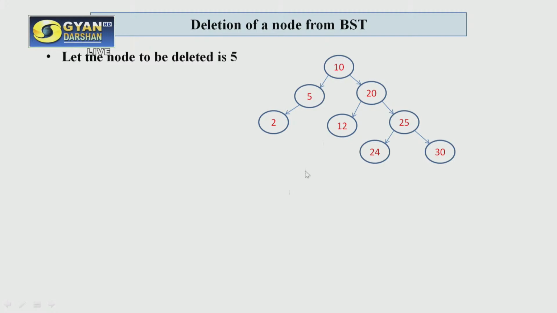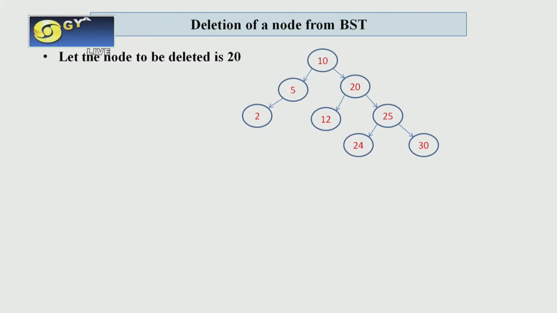But if we want to delete, say, 5, 5 is here in the left subtree of the root. But 5 has one left node, that is 2. So 2 will replace this 5. But if it did not have the left node but had a right node, say 4, then that would have replaced it.